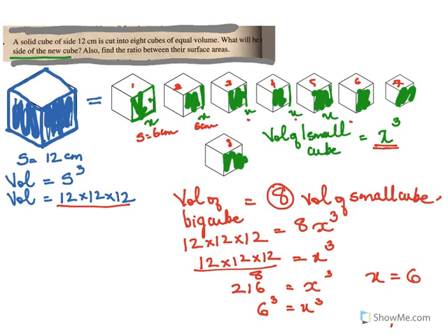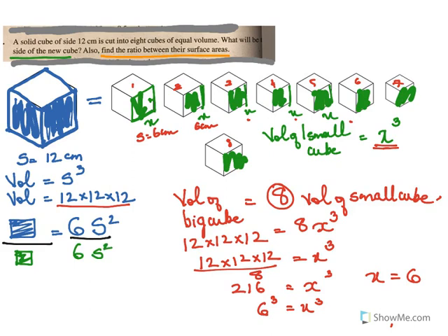Now we have the second part of the question. The second part says, find the ratio between their surface areas. So we have to find the ratio between the surface area of this large one over the surface area of this small one. This ratio we need to find. Now we know the surface area of the larger cube will be 6s squared, and that of the smaller cube will be 6 times the small s squared.